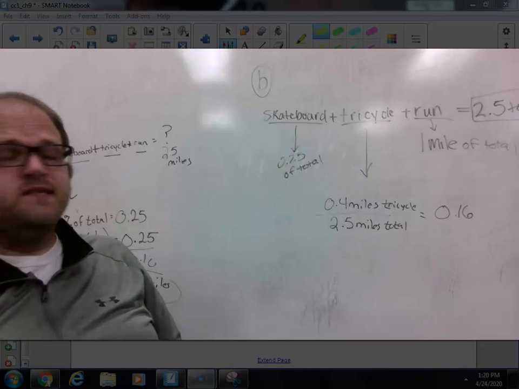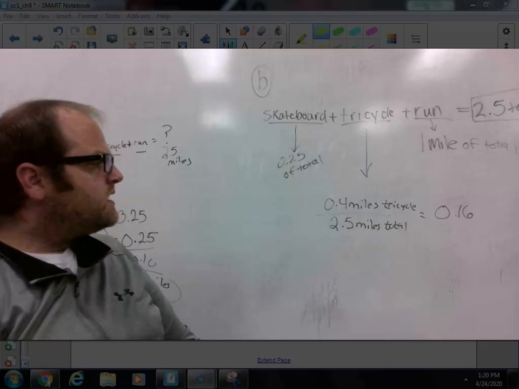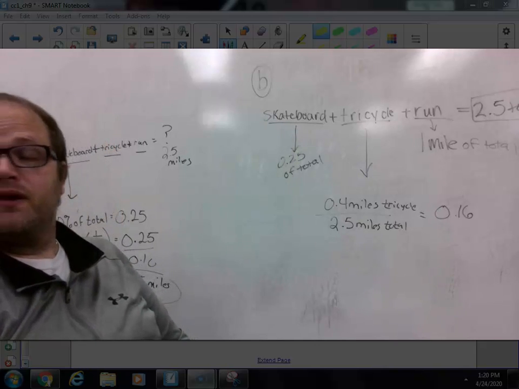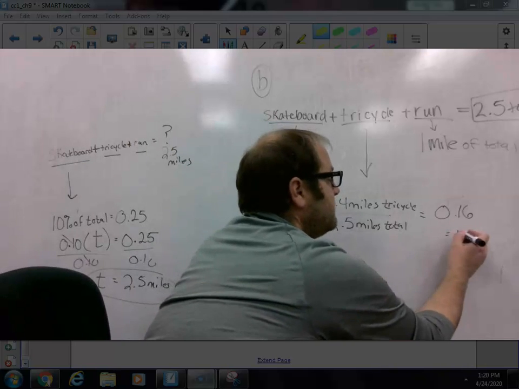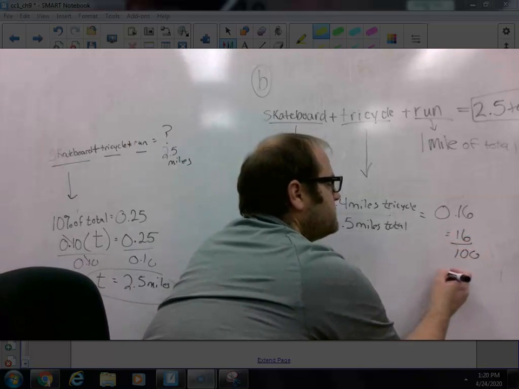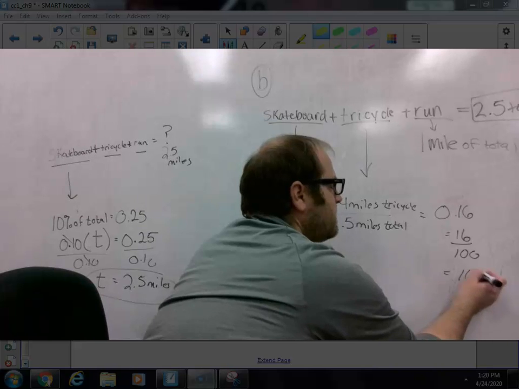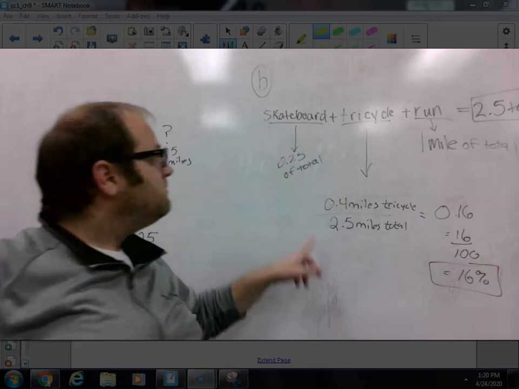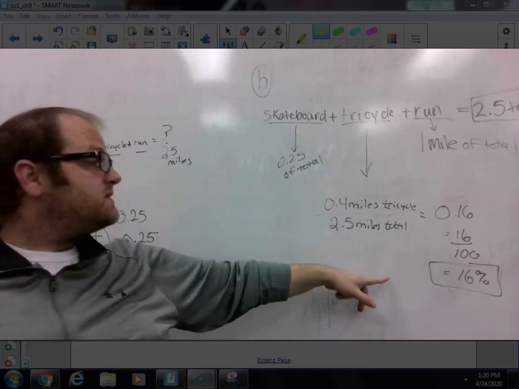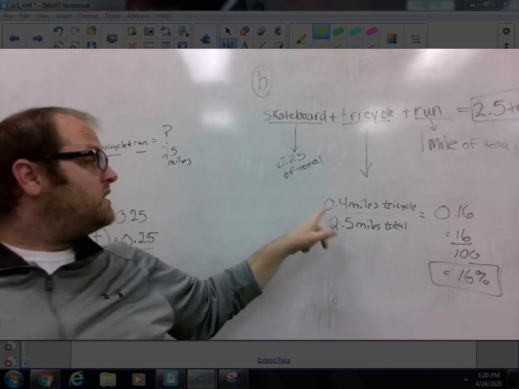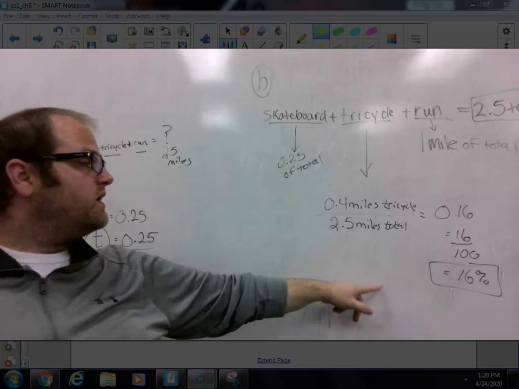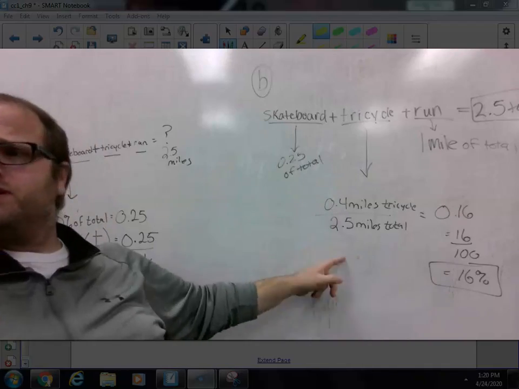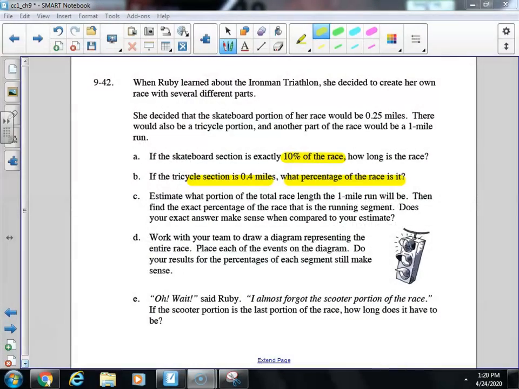So what percent is that? Well, remember that is 16/100ths, which is 16 out of 100, which is 16%. So that means that the tricycle part of this race is 16% of it, and it is 4/10 of a mile. So there are two different ways to represent this portion of the race.